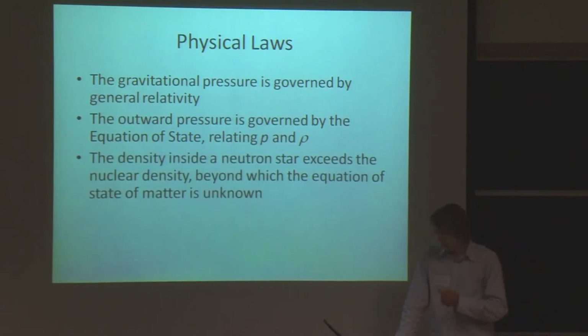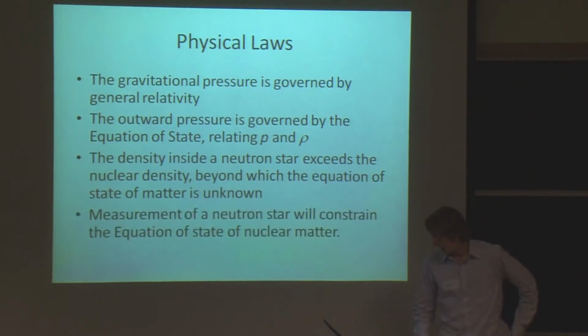The density, as I mentioned, exceeds the nuclear density, and so we have no experimental data on this because we can't recreate it in a lab. So in order to understand matter in this phase, we need to observe a neutron star and make observations of it. And as we measure properties of the neutron star, we put constraints on and hone in on what the correct equation of state of matter is at this pressure and density range.